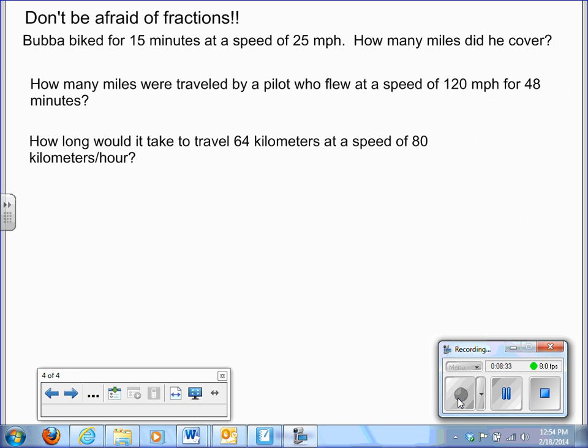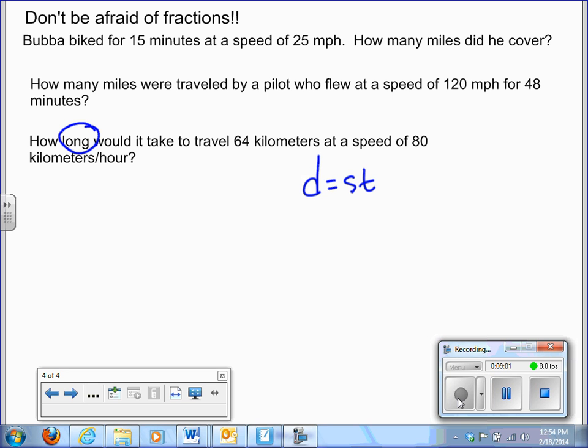Next one. This one's a little bit different. How long would it take to travel 64 kilometers at a speed of 80 kilometers per hour? I want everyone to do it my way, which is D equals ST, even though we're looking for a time. I still want you to do D equals ST. Now we have our distance units match up with our speed units, but this is going to be a little bit different. Who can fill in these values for me?